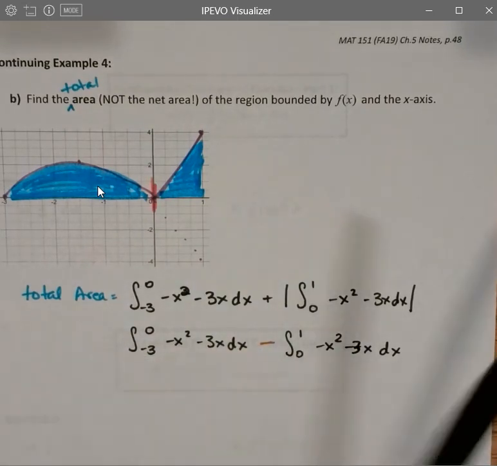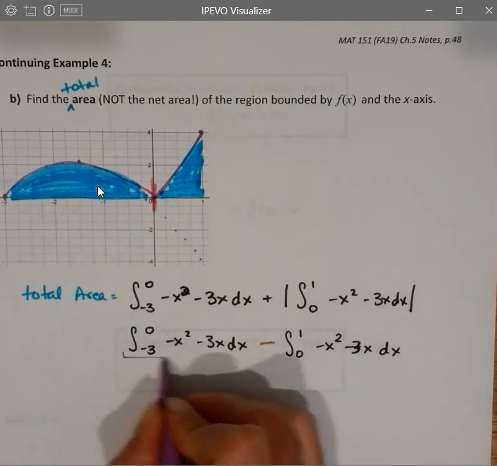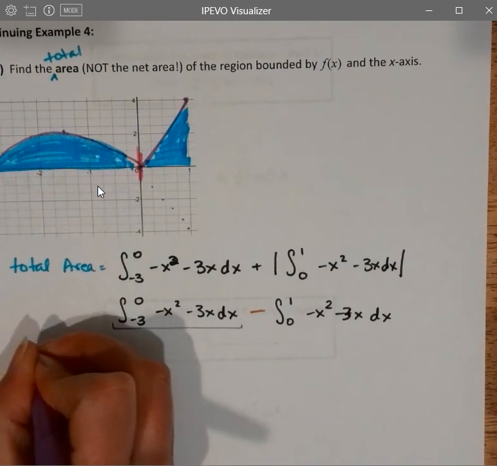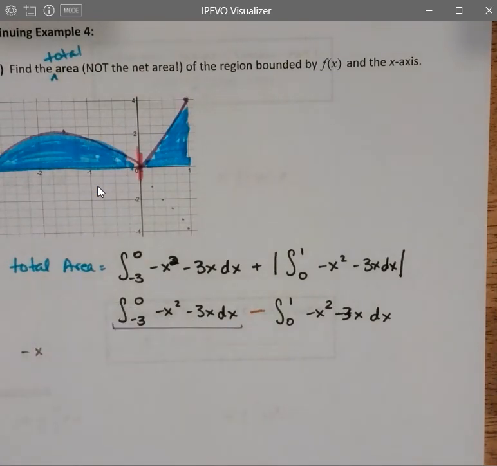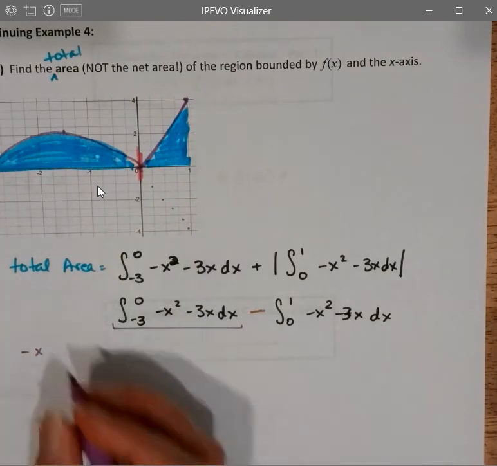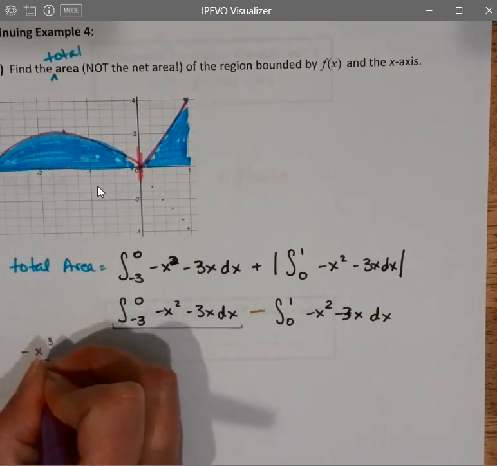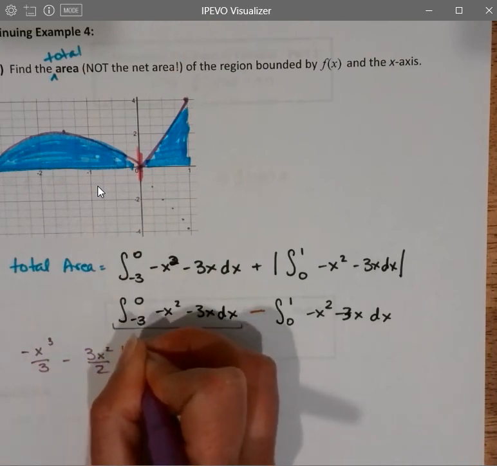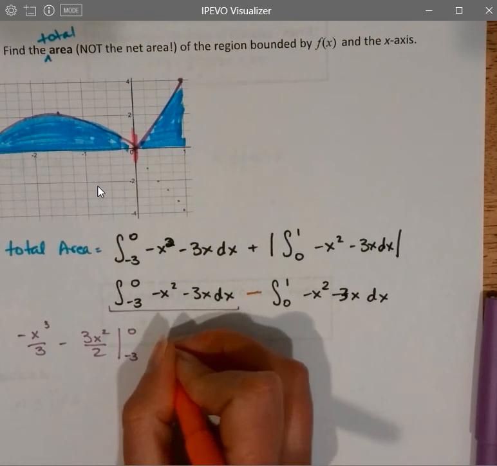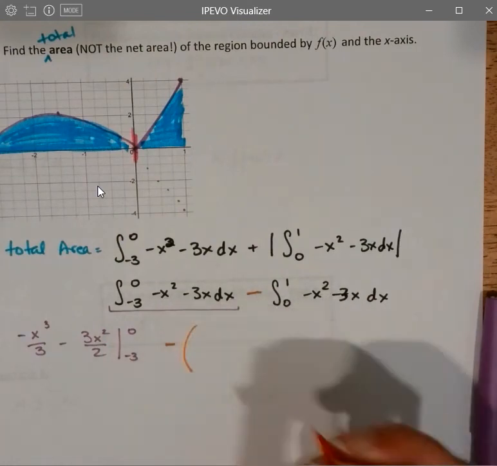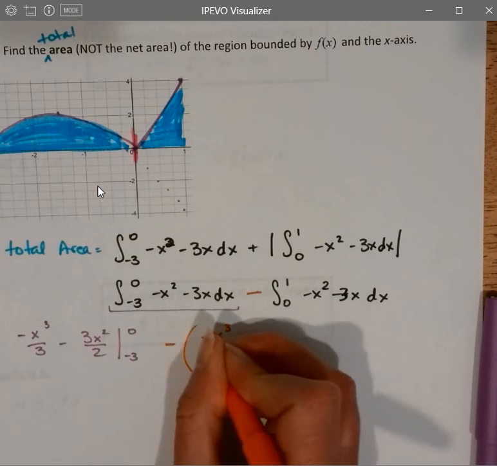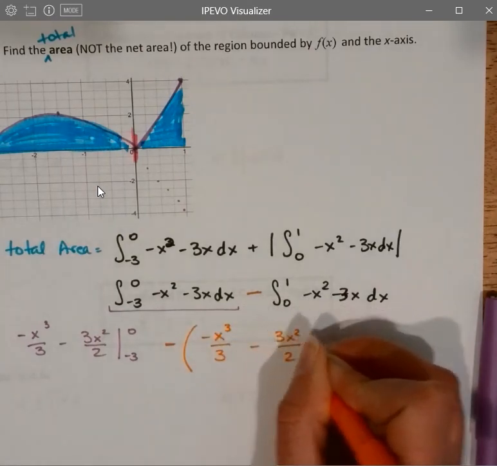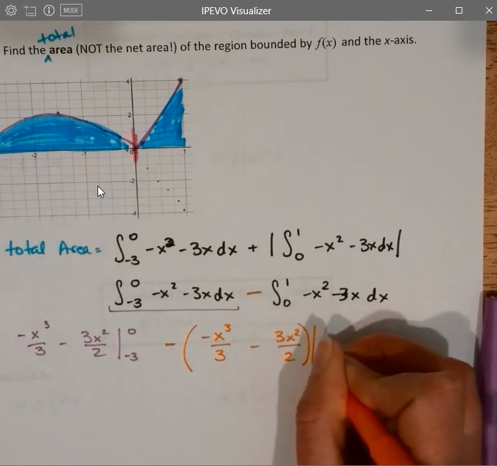All right, so breaking this down into the two pieces, first we're going to do the first piece that's going to be between -3 and 0. And so the antiderivative is negative, let me double check that I remembered the function correctly. Yes, looks good. So negative x cubed over 3 minus 3x squared over 2, bounded this time between -3 and 0. And then we have minus the same thing, so parentheses, negative x cubed over 3 minus 3x squared over 2, bounded between 0 and 1.